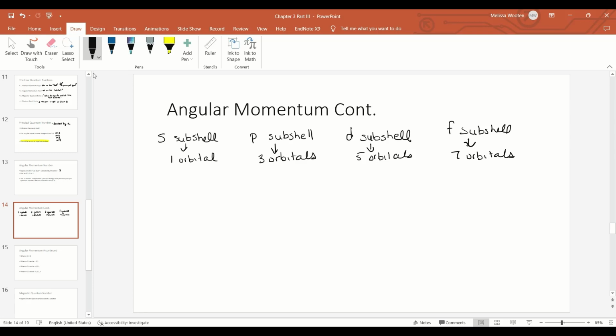So I'm going to try to draw this. Our S looks like a sphere, right? Our P looks like a dumbbell, right? And D, let me try that again. That looks terrible. D kind of sort of looks like this. And F kind of looks like the dumbbell with a donut in the middle, which I'm going to try my best to draw.